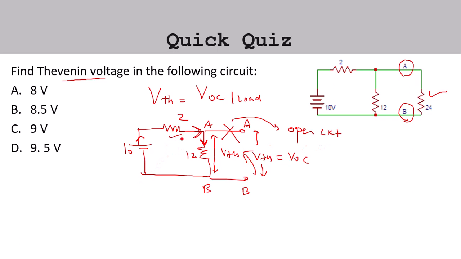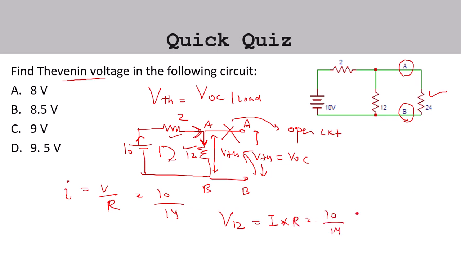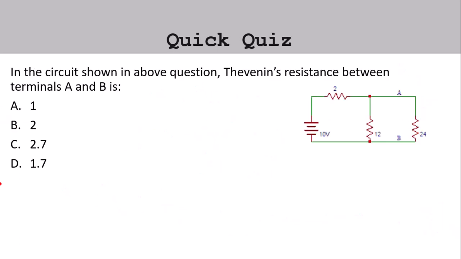Now this 2 and this 12, they are in series because the current is flowing in 12 only. So what is I value then? I is V by R, which is 10 over 14. And what is voltage across 12 ohm? It is I into R, that is 10 upon 14 into R value, that is 12. So it is 120 upon 14, that is 60 upon 7. So this value will come out to be 8.5. So the right option is B.